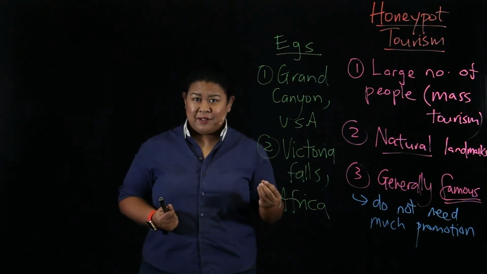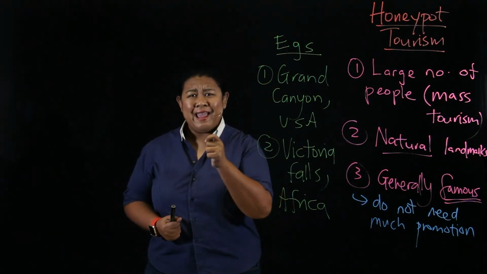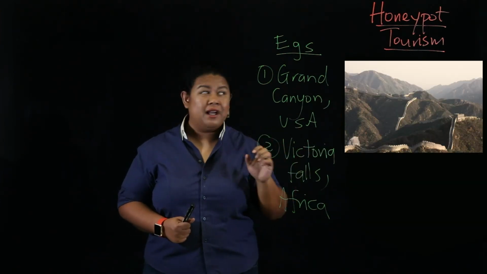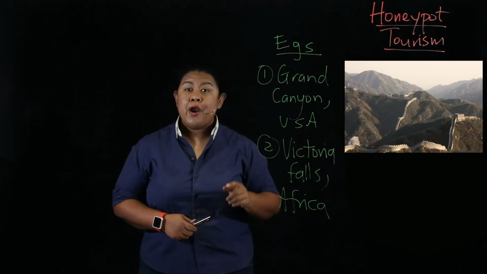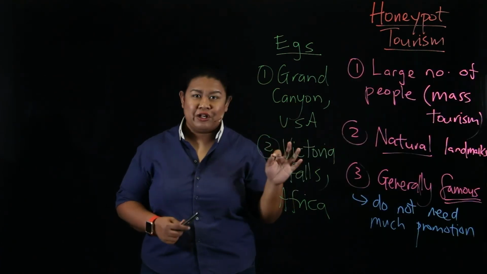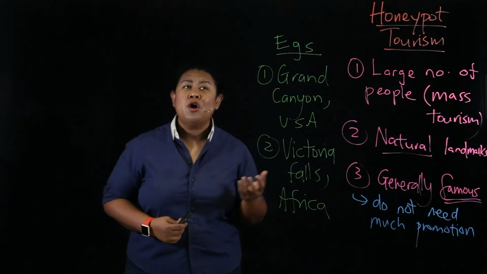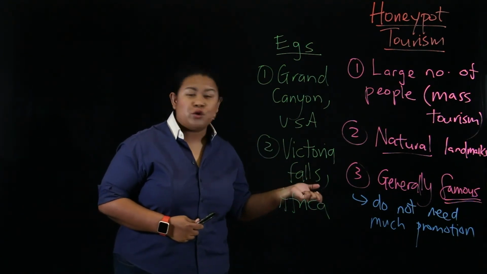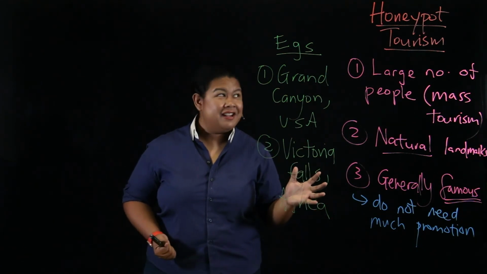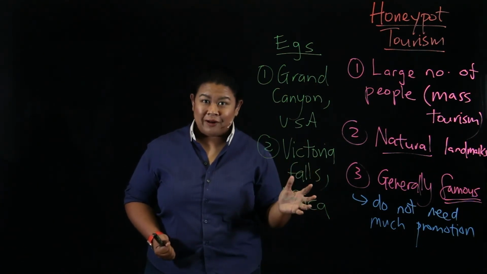Okay, before we end this video, a few questions. So, if somebody goes to China and goes to the Great Wall of China, is that honeypot tourism? No. Generally, honeypot tourism refers to natural landmarks. Now, if you go to Malaysia and you go to a waterfall, but nobody knows much about the waterfall, is that honeypot tourism? Not really.